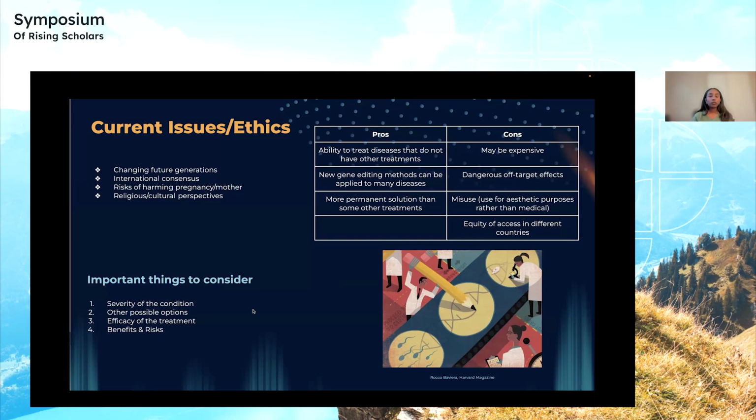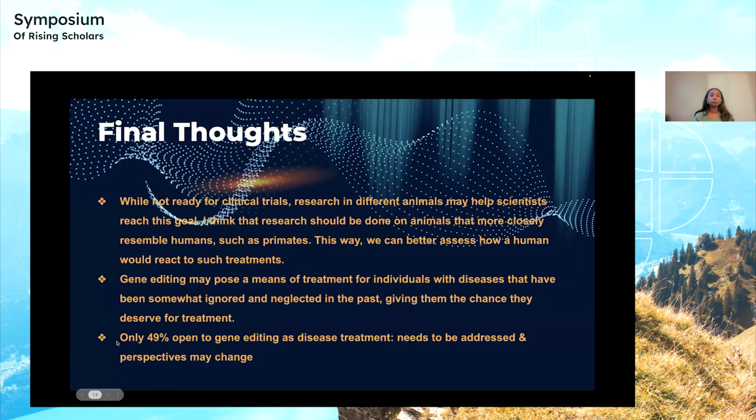Finally, I just want to talk about some things that need to be considered with each individual gene editing treatment. So one needs to consider the severity of the condition, because if it's not necessary to use a gene editing treatment, then why would you do it? You also need to consider what other possible options there are, because if there are other effective options, those might be better. You also need to consider the efficacy of the treatment, because you don't want to insert something that's going to harm the patient or be ineffective for no reason. And you also want to think about the benefits versus the risks, because if there's more benefit of prolonged lifespan versus dangerous off-target effects, then you want to go with that instead.